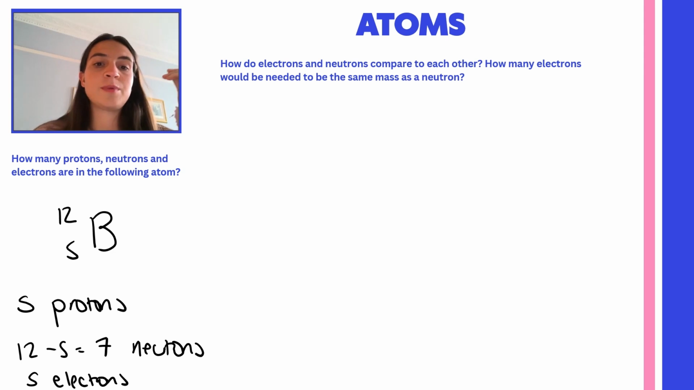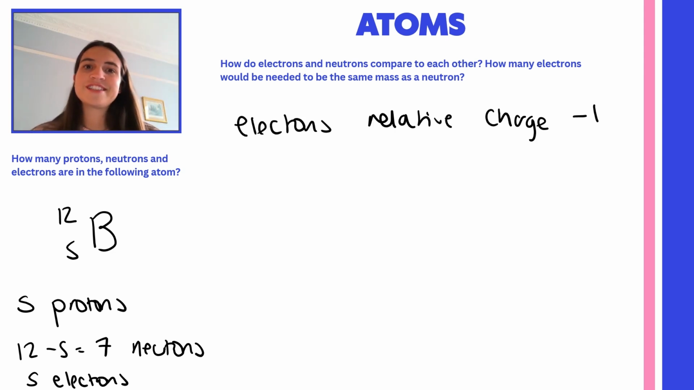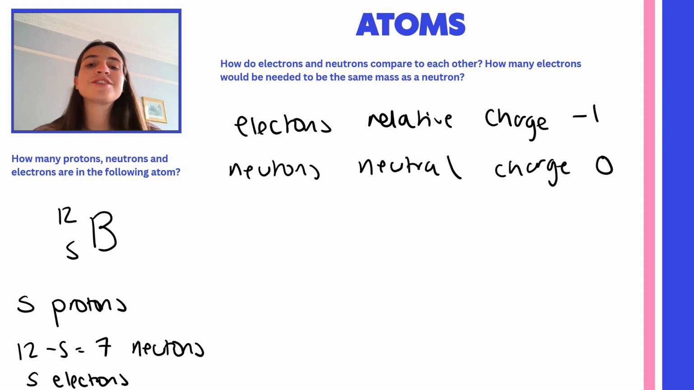How many electrons would be needed for the same mass as a neutron? Okay, so two things that you need to compare and contrast. First is charge. Electrons are negatively charged, and we say they have a relative charge of -1, whereas neutrons are neutral, so their charge is 0.